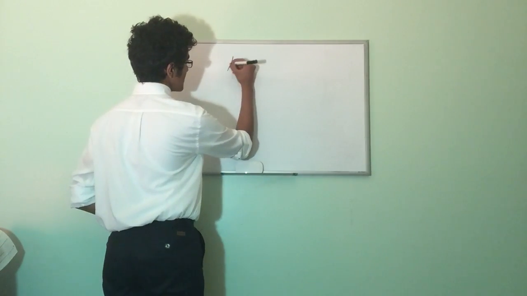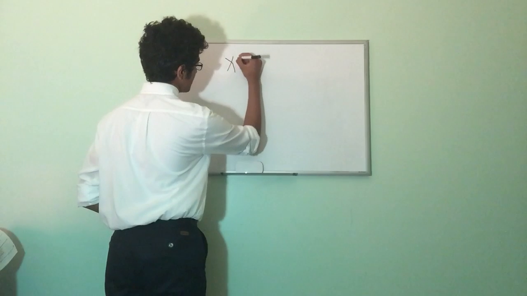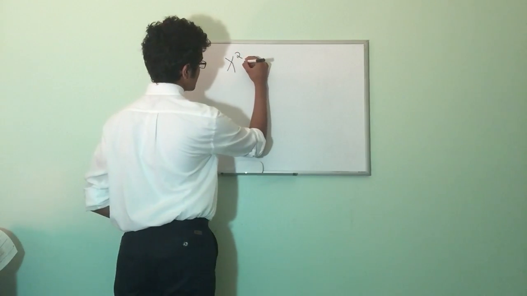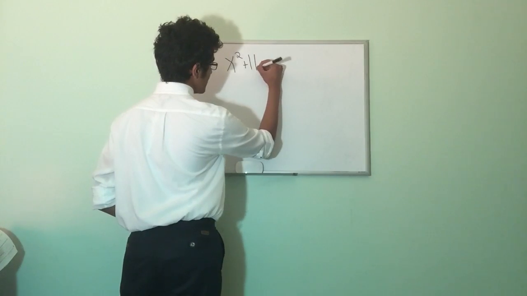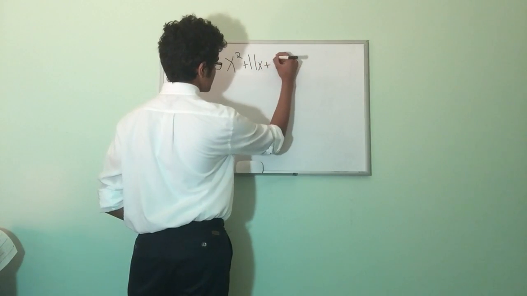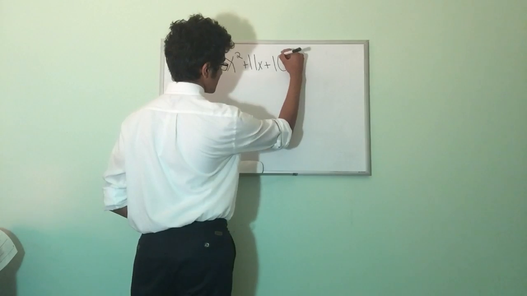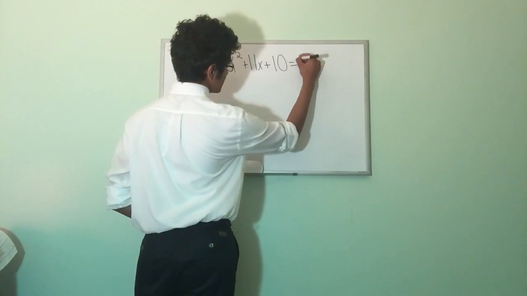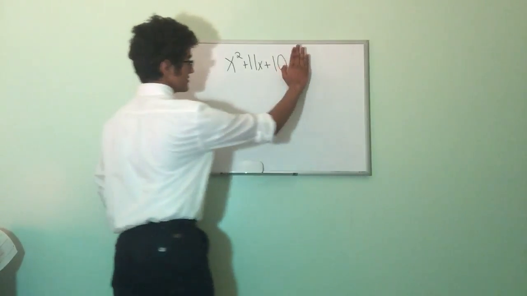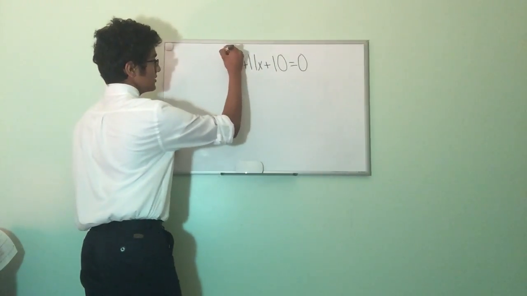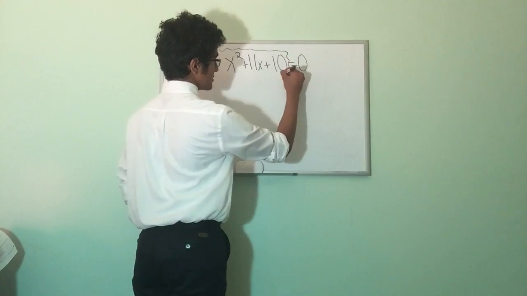So let's take x squared plus 11x plus 10 equals 0. So basically what you do here is you ignore the 0, okay, and you focus on this quadratic that you have here.